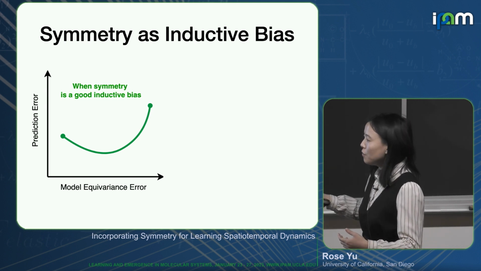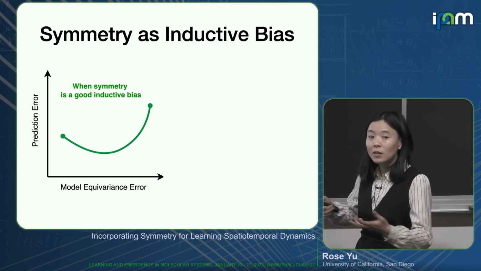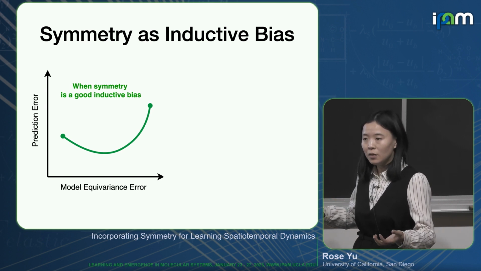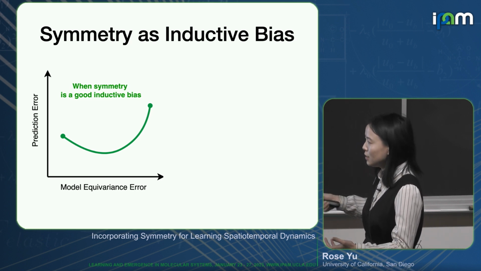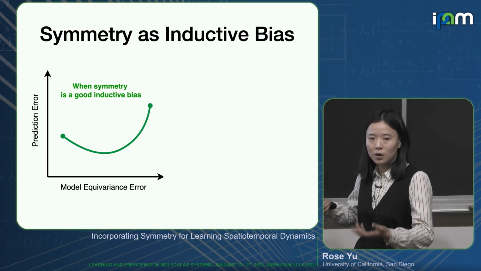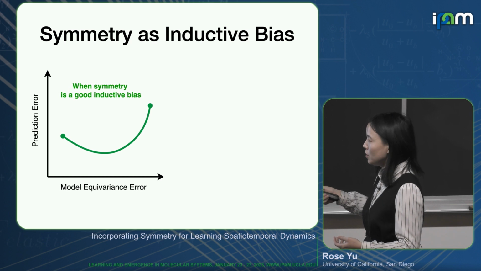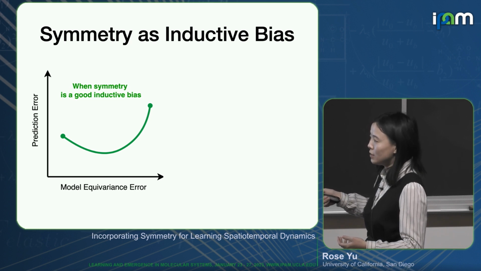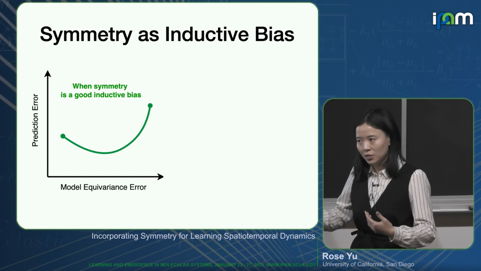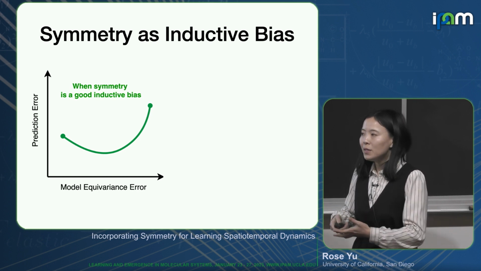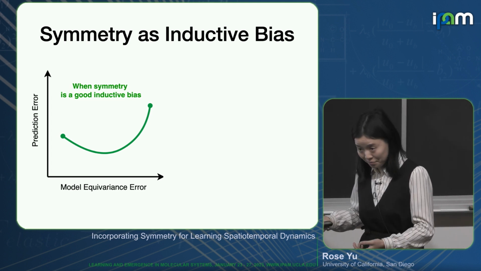On the other hand, if there's a lot of symmetry in the data, but your model does not have enough symmetry, then we need to bake in a lot of inductive bias for the model to learn. So the model basically doesn't have enough knowledge to start with, and it will not have good performance. So there is an optimum point, somewhere here, where the symmetry in the data matches the symmetry in the model. But the difficult part is that we don't know how much symmetry is in the data.